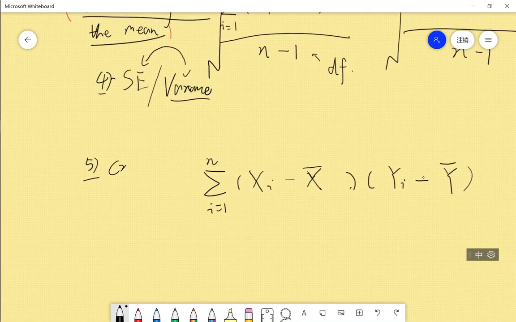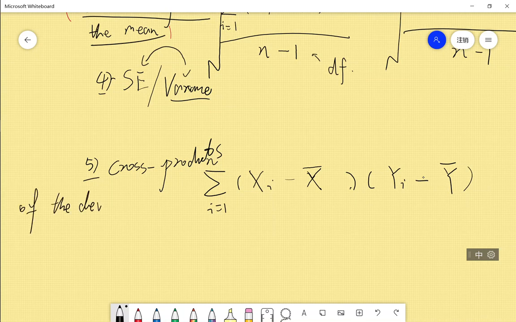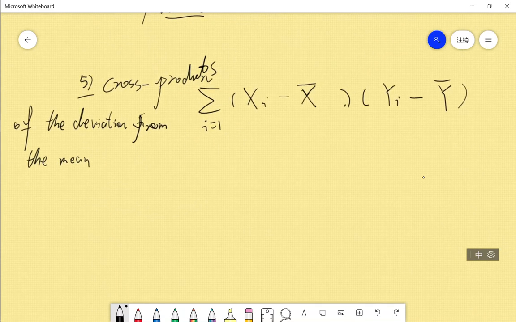So let me just write all that down. Cross product. Cross products of the deviation from the mean. So that is still the semi-product of it.